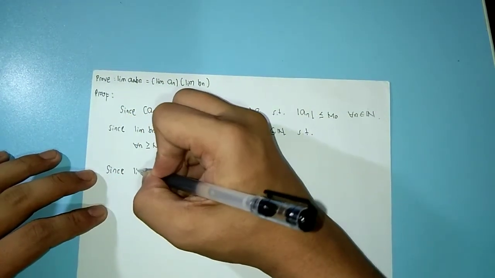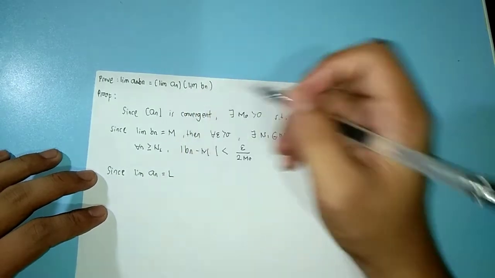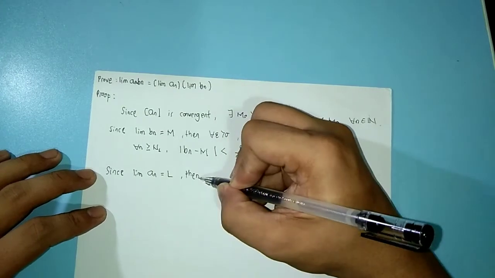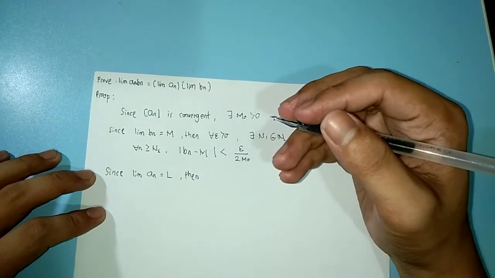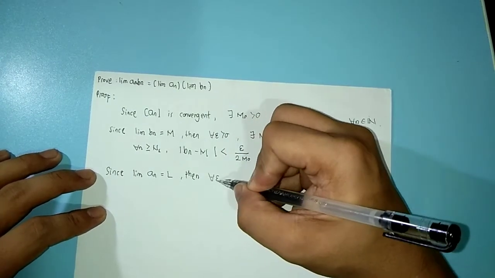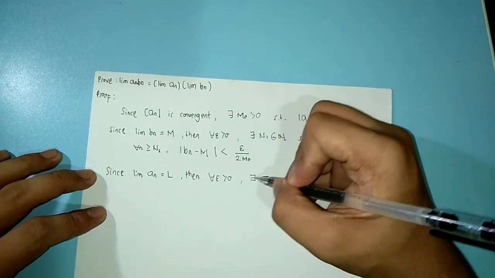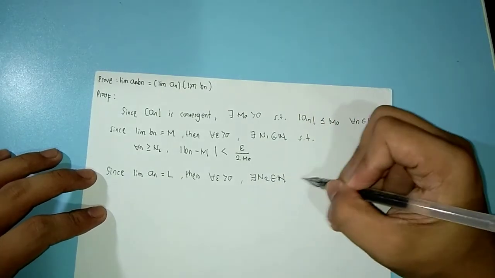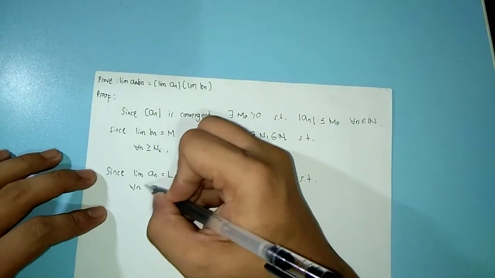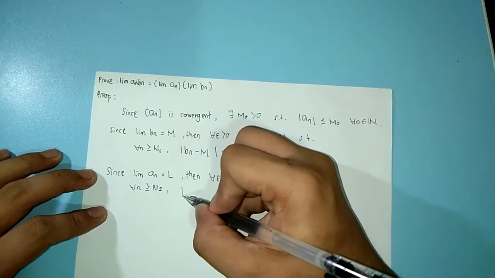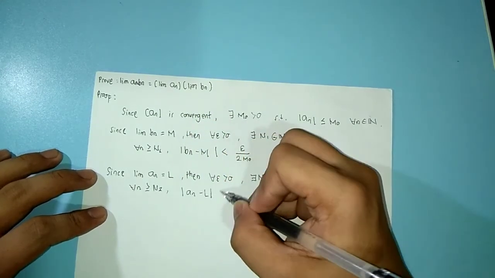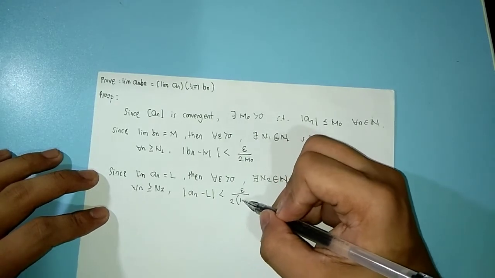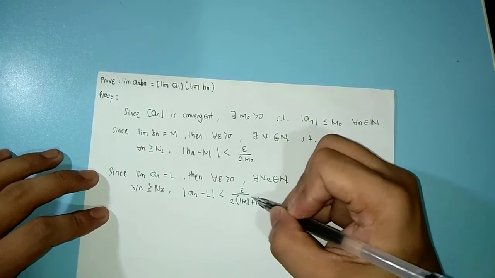Since the limit of a sub n is equal to L according to our assumption, then by definition again of a convergent sequence, for any positive epsilon, there exists a natural number, let's say n sub 2, such that for all n greater than or equal to n sub 2, the absolute value of a sub n minus L is less than epsilon over 2 quantity absolute value of m plus 1.